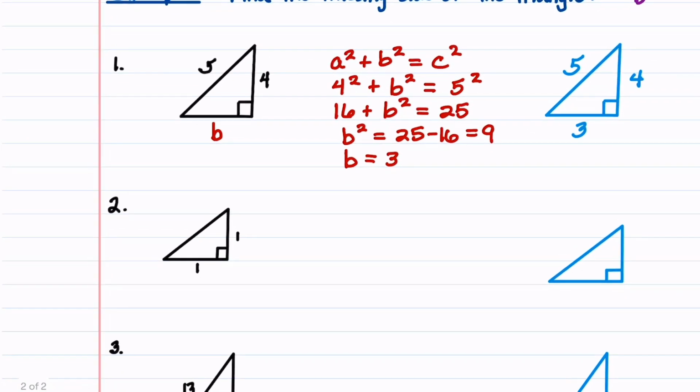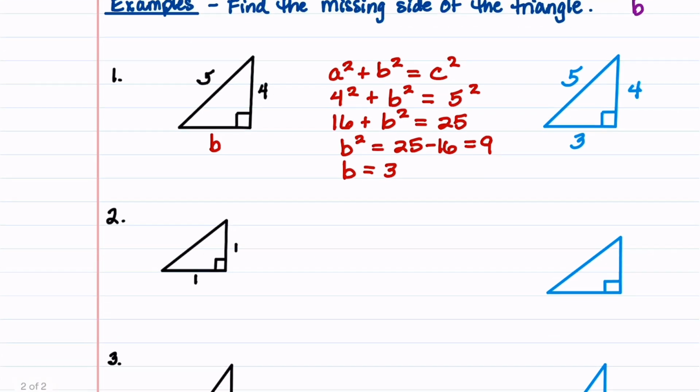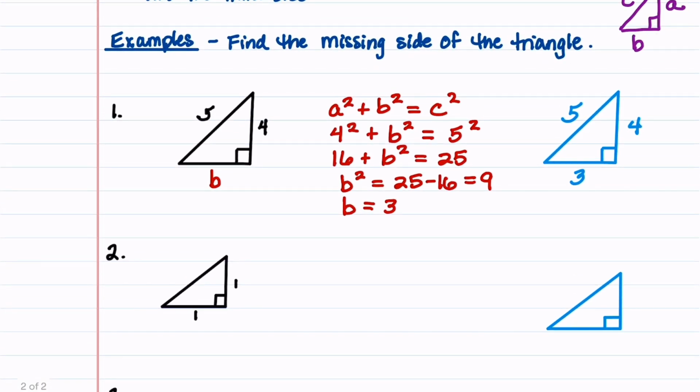Let's go ahead and complete our second example problem. So for this one, now you can see the diagram up above. Our unknown is our hypotenuse, so we're going to call that c. And we'll begin with the Pythagorean Theorem again. So we have a squared plus b squared is equal to c squared. So our a is 1, our b is 1, and then our c squared is our unknown.